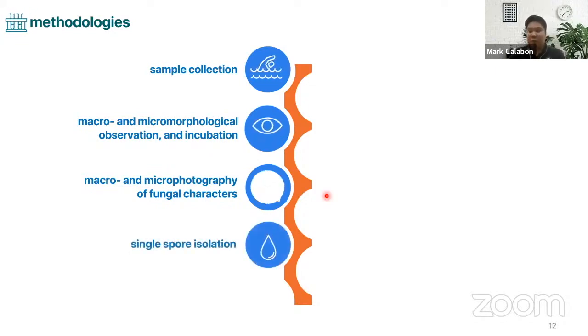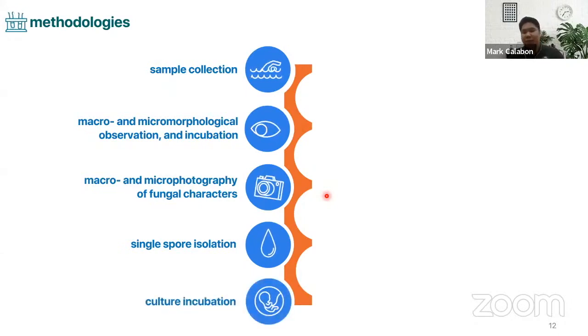We did single spore isolation also, so we will make sure that what we are isolating is an aquatic fungus, not from the terrestrial environment. We incubate the culture to grow, but aquatic fungi are very slow growing. So we need to be careful because they are easily contaminated if we are not careful enough.